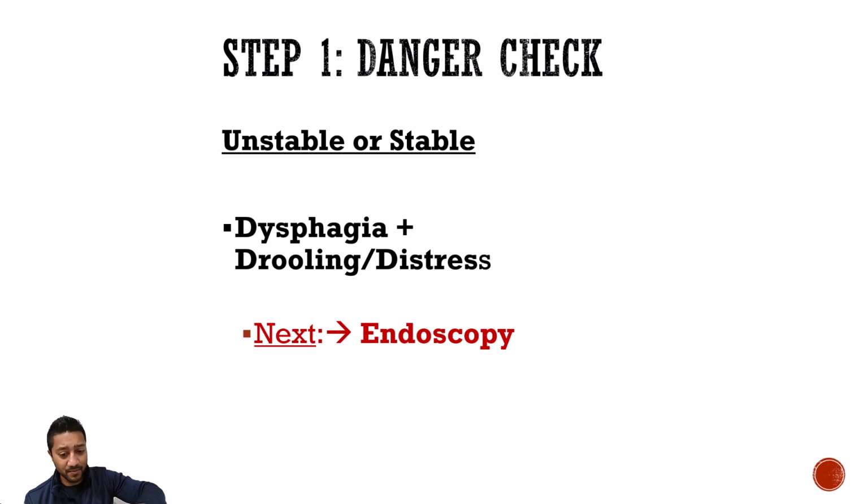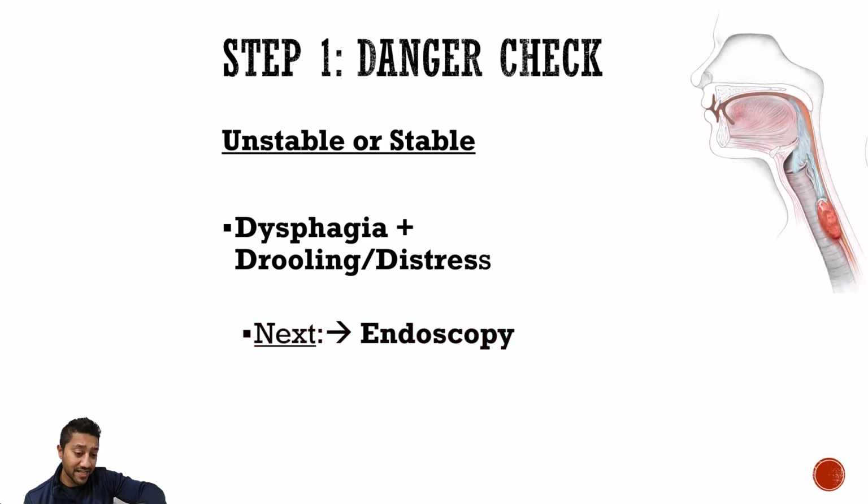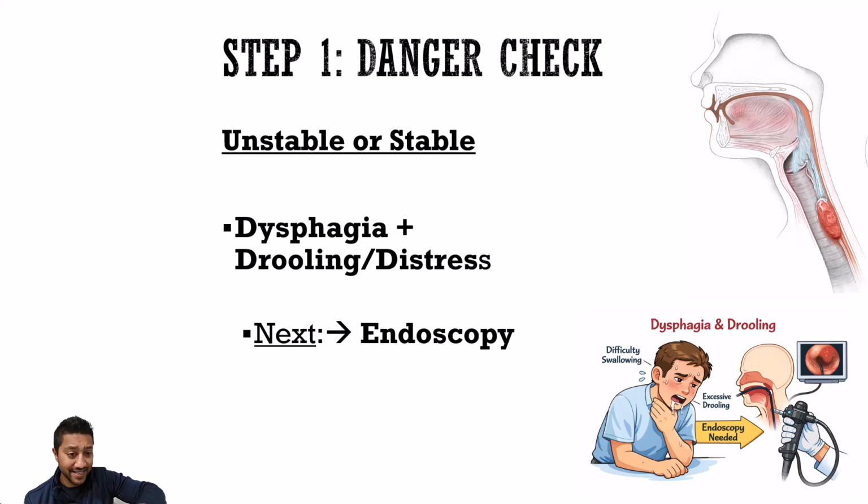You have to keep in mind that a majority of these patients who present this way are often having esophageal food impaction from eosinophilic esophagitis. That tends to be the most common reason. So to summarize, if you have a patient coming in with dysphagia and drooling or some sort of respiratory distress, then automatically your next step should be endoscopy. Nice, easy point without too much thinking about it.